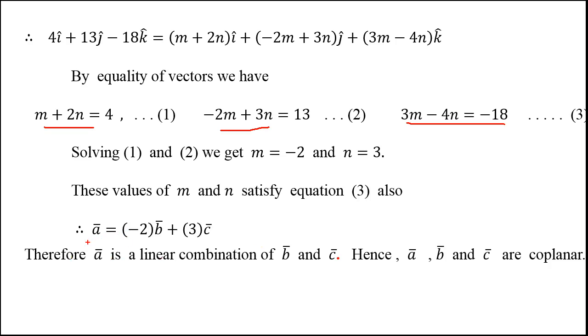A bar is expressed as linear combination of B bar and C bar. Therefore A bar, B bar and C bar are coplanar. So this is how to show that vectors are coplanar. So we have studied how to prove that points are collinear, how to show that vectors are coplanar, how to show that 4 points are coplanar.